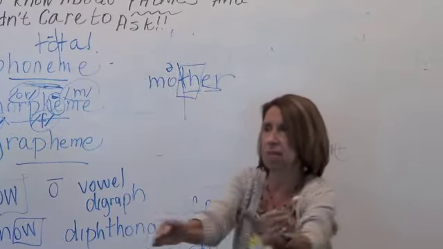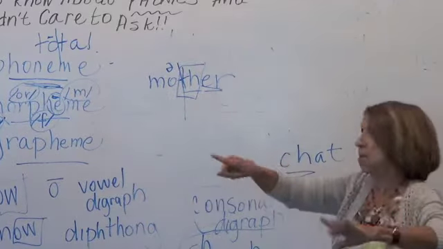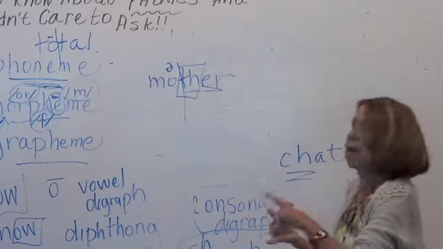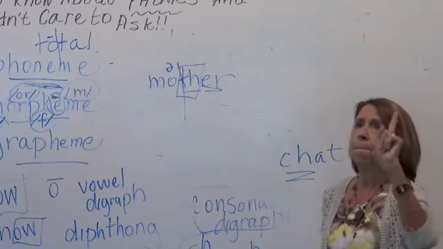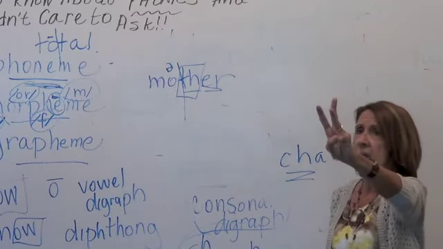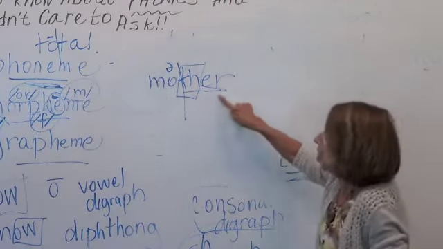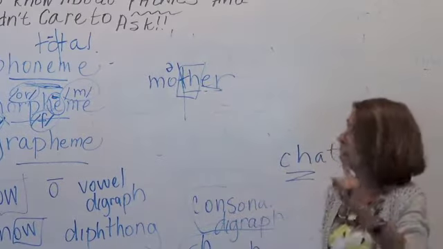Blends are consonants that flow together. Consonant digraphs most of the time involve the H. It's TH, CH, SH, WH, PH. Remember, whenever you have a vowel with an R, it's one sound.